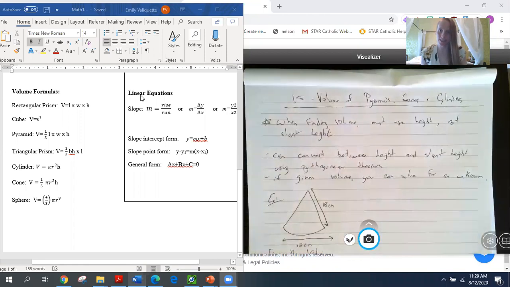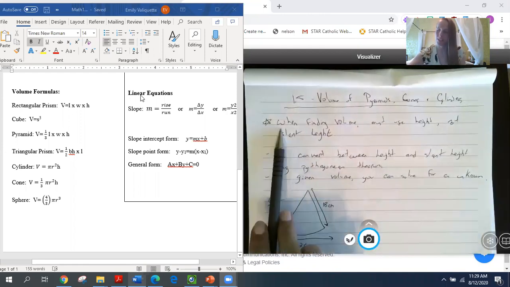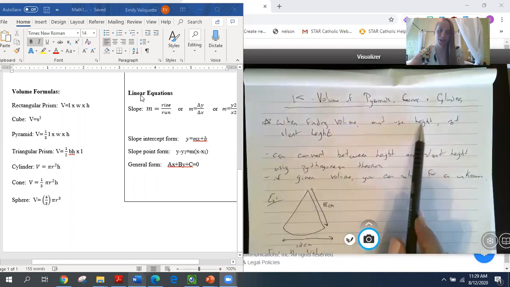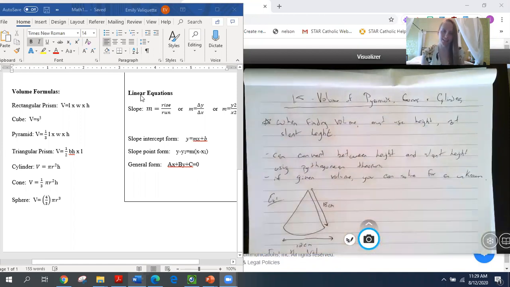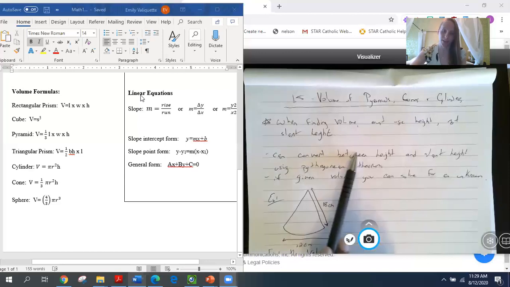One important thing to remember is that when you're finding volume, you must use the height of a shape, not its slant height. So this is the opposite of when we're finding the surface area, where you have to use that slant height instead of the internal height. Now you need that internal height instead. Once again, you can convert between height and slant height using Pythagorean theorem, with slant height always being your hypotenuse. So that's your C value.